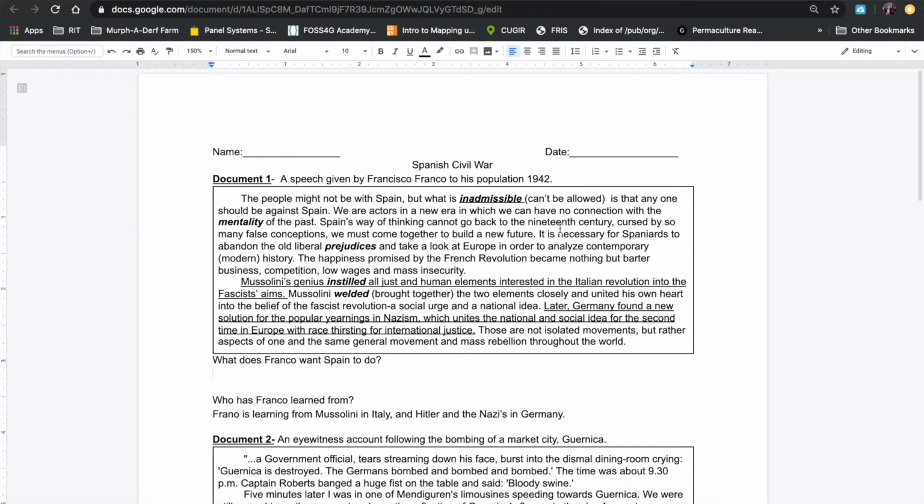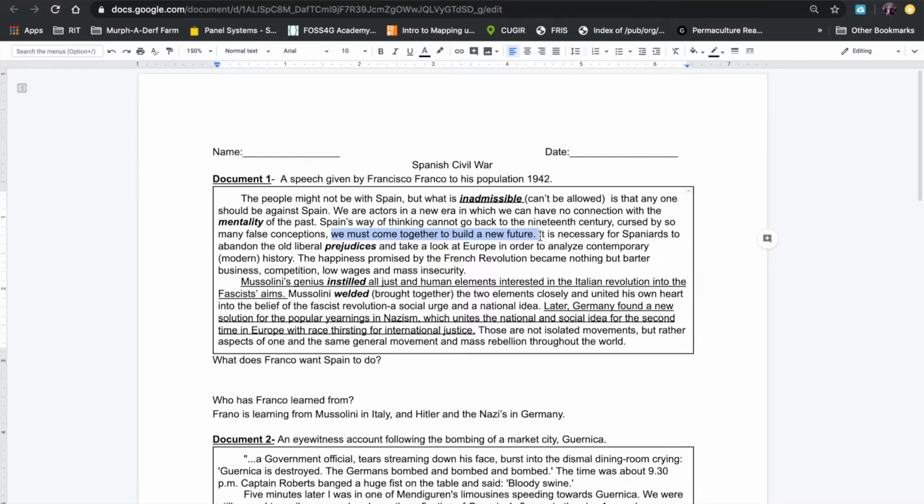Spain's way of thinking cannot go back to the 19th century. That doesn't really, what does that mean? What does 19th century thinking mean? If you can't tell me, then don't use that as your evidence for your answer. But if you continue, cursed by so many false conceptions, we must come together to build a new future.